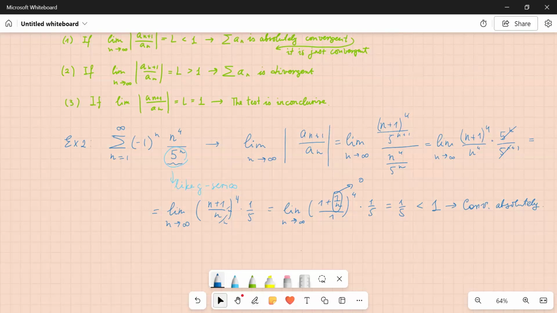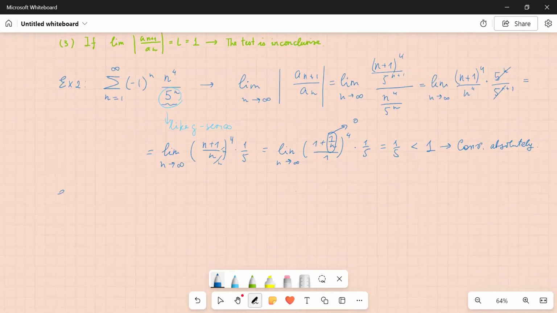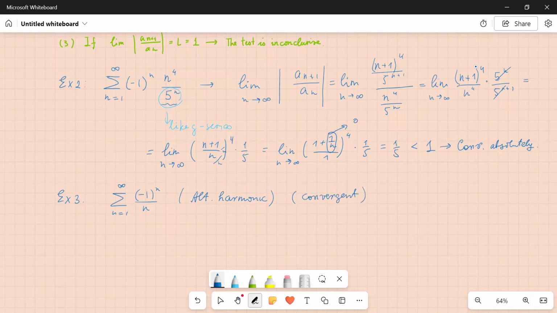Okay. Now, guys, let's consider two more examples. Example number 3. I'm going to consider the series (-1) to the power of n over n, n goes from 1 to infinity. This is the alternating harmonic series. We know about this series that it is convergent, right? Convergent. We know already.